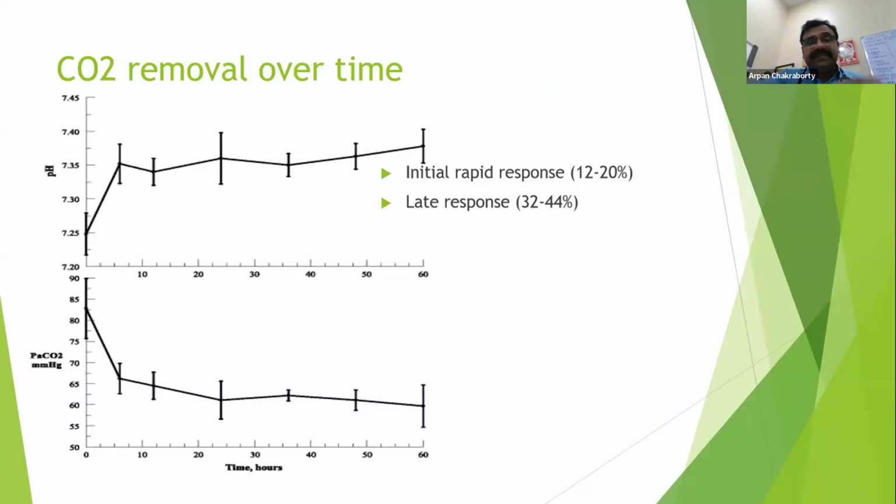And there is a distinct phenomenon you can observe, an initial rapid response. If you start ECCO2R at a pCO2 level of 100, the initial 20 will come down immediately. The 100 to 80 will be an immediate response. Then the 80 to 60 or 55 will be a late response, which is a very gradual response.